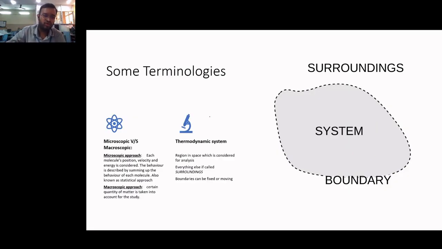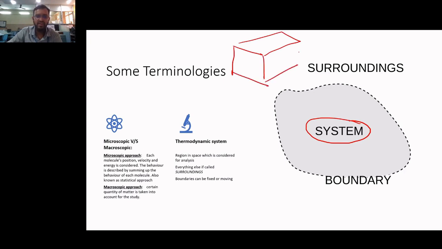First of all, we need to talk about a few key concepts. What is a system? What is a boundary? And what are surroundings? So a system is defined as a region in space which we are considering for analysis. For example, in a car, you have an engine. So if you are analyzing this engine, the engine turns into the system.